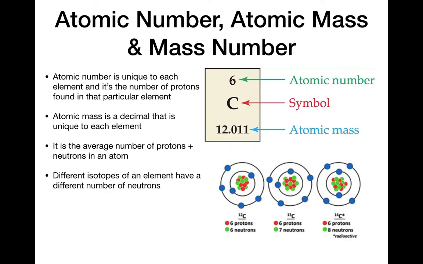Okay, remember those different versions of an element that have the same number of protons, of course, it's the same element, but different numbers of neutrons. Those are isotopes. So here are 3 isotopes of carbon.